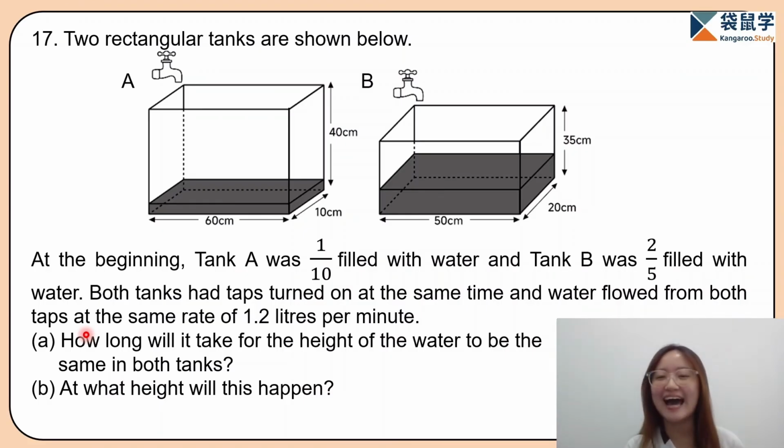Let's underline. So we can also see from the figure that tank A is 1/10 filled and tank B is 2/5 filled. Let's continue. Both tanks had taps turned on at the same time, and water flowed from both taps at the same rate of 1.2 liters per minute. We are given the rate, so let's underline this important point.